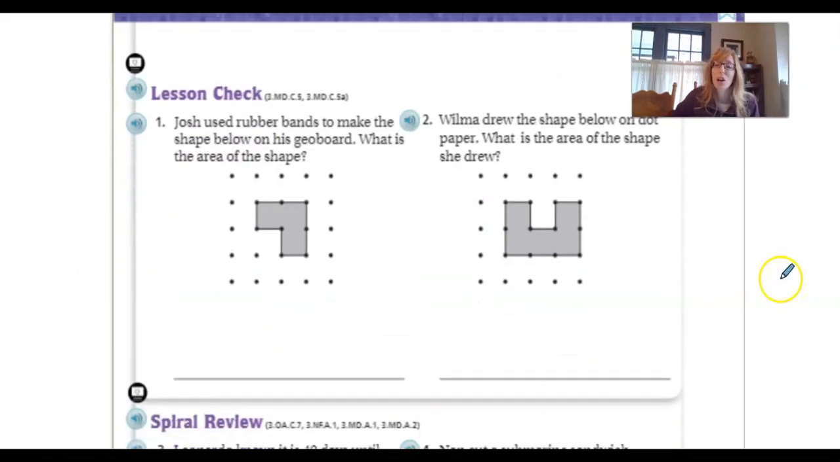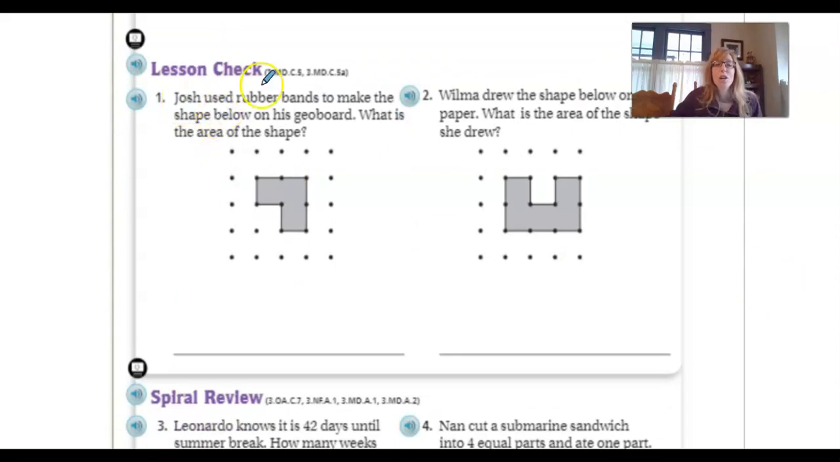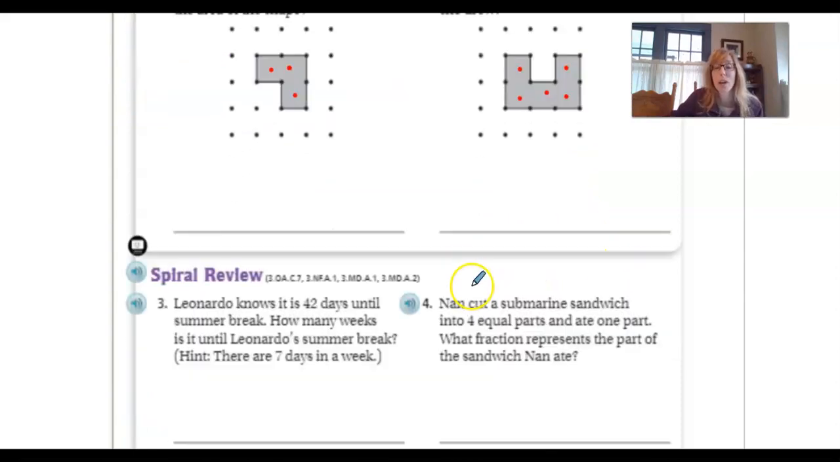All right, so our lesson check. Josh used rubber bands to make the shape below on his geo board. What is the area? Area is everything inside. Hopefully you came up with 3 square units. Remember, sq. units. Wilma drew the shape below on dot paper. What is the area, which is everything that is inside being covered? And hopefully you came up with 5 square units.